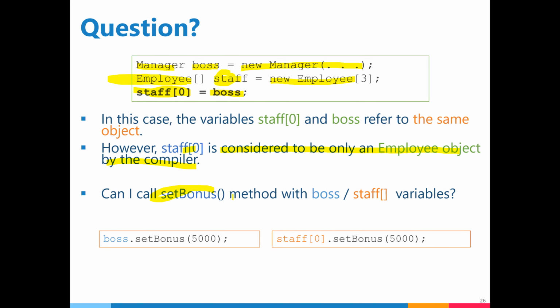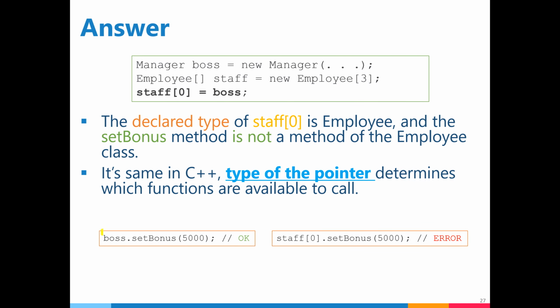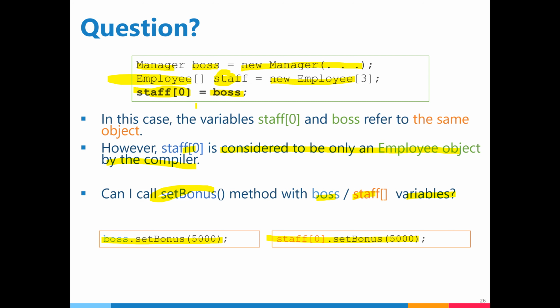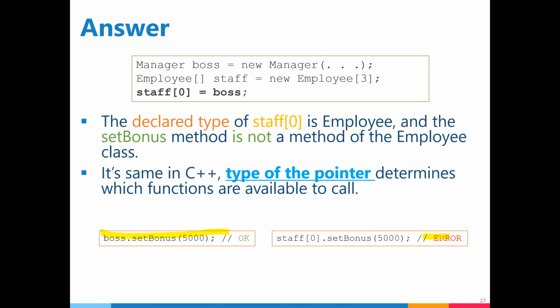Can I call the setBonus method with the boss or staff variable? Like I would like to do this, or I would like to do this. Which one can work? This first one is okay, because the boss is a manager and it has setBonus, but this one is an employee. Employee doesn't have setBonus. This is not okay, it will give us an error. So one more iteration: the type of the pointer determines which functions are available to call. This is so important. We need to understand this. Type of the pointer.